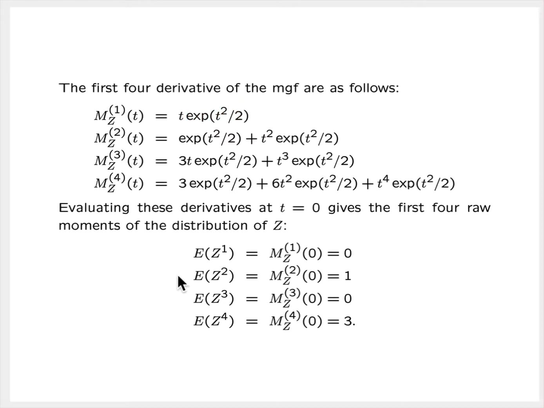To get the second raw moment, we evaluate the second derivative of the moment generating function at 0, and we get 1. So the second raw moment is 1. To get the third raw moment, we evaluate the third derivative of the moment generating function at t equal to 0. And again, that is equal to 0. As you can see up here, if we replace each t with 0, we're going to get 0 there. And then finally, to get the fourth raw moment, we evaluate the fourth derivative of the moment generating function at 0, and we get 3.